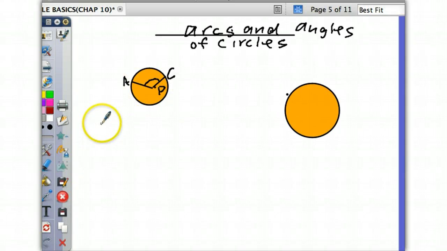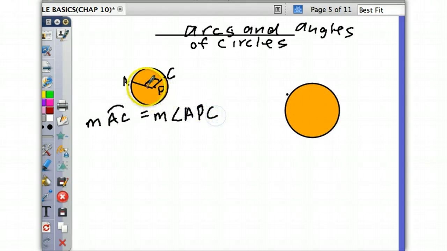All right. The measure for this one, let's look at this one for a minute. The measure of what is called arc AC is going to be the measure of angle APC. So the same as the central angle here. So the central angle, let's say it's 110 degrees, and the arc here is going to be the same because the angle is at the center. But it's not always that way with arcs.